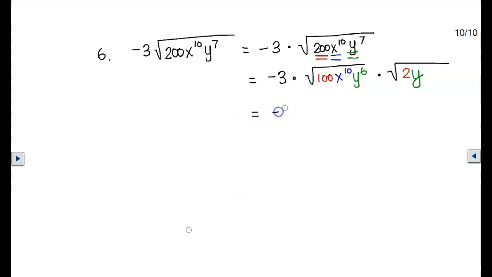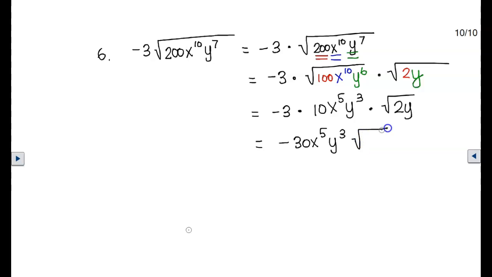All right, -3 is going to hang around while we take this square root. The square root of 100 is 10. And then we'll cut both of these exponents in half. So it'll be x to the 5th, y to the 3rd. And then we have times the square root of 2y. We can multiply -3 times 10 and get -30, x to the 5th, y to the 3rd, and then that will be times the square root of 2y.